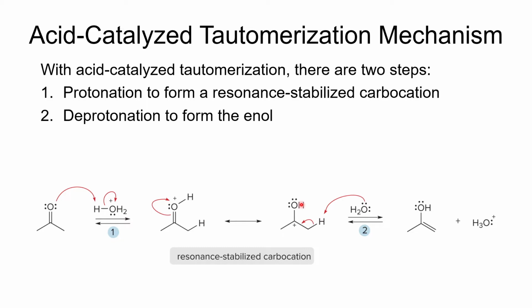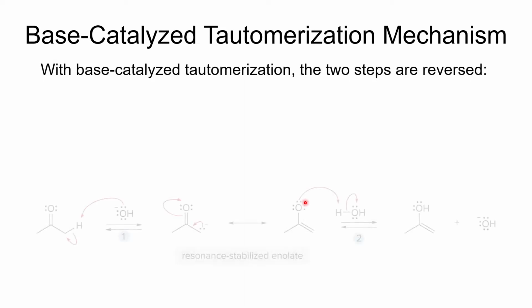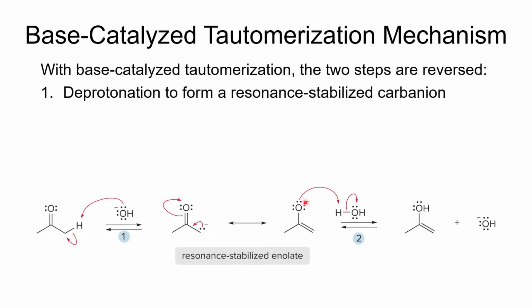With base-catalyzed tautomerization, it's exactly the opposite. With base-catalyzed, we're going to deprotonate first, and then we'll protonate. So when we deprotonate the alpha carbon, we give a carbanion. So we'll have a resonance stabilized carbanion. This is the enolate form. And then that enolate, we'll get the other resonance structure, puts the negative charge on the oxygen. We can then protonate that oxygen to give the enol. Either way, we get the enol. And it doesn't take a lot of either the acid or a base to do this equilibrium process.